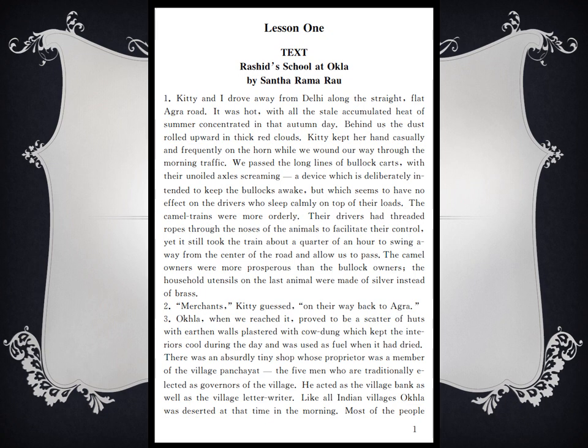The household utensils on the last animal were made of silver instead of brass. Now it is describing what is kept in the cart. So some silver utensils were kept instead of brass. Now brass is the yellow color metal, that is kept in worship in a puja ghar, okay, and silver color jewelry is made from silver. So silver is rather costlier than brass.